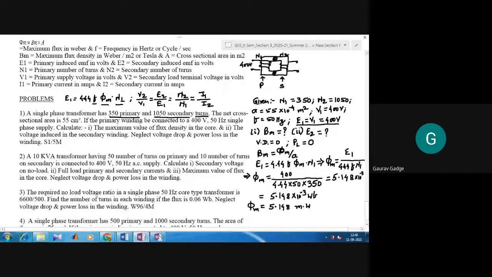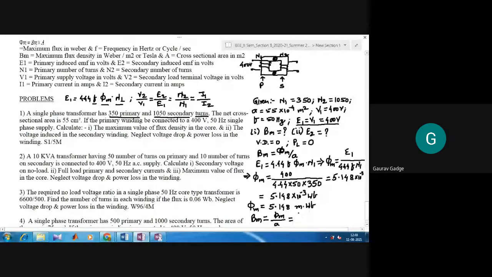Okay, fine. It is 10 raised to power minus 3, which means it is milliweber. So we have done with the first quantity. But still, this is just the maximum flux which we have calculated. We need the value of Bm. So Bm is equal to phi m upon A, which is already written.